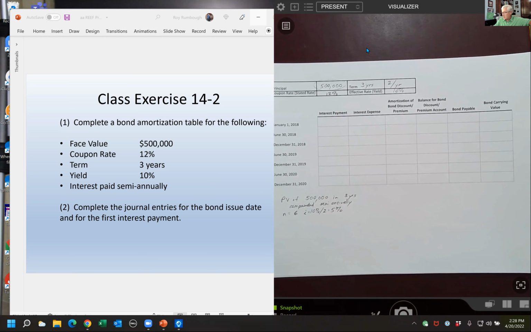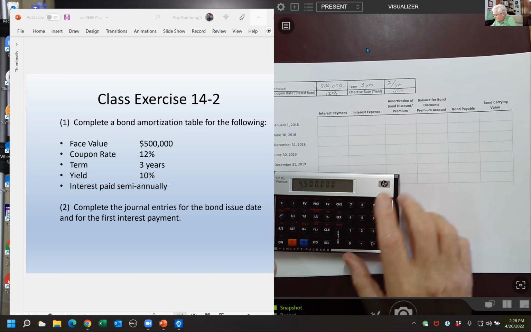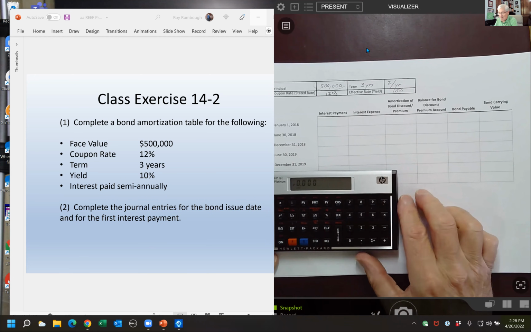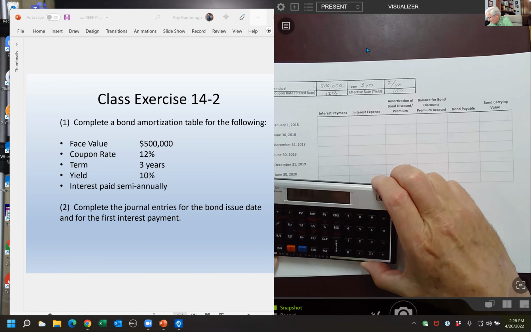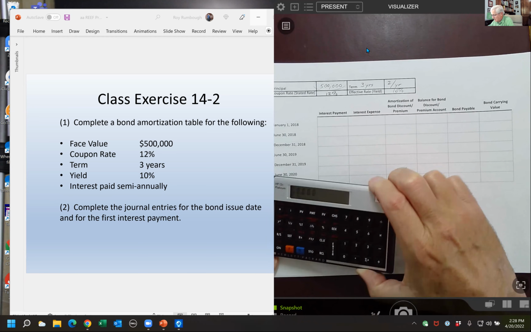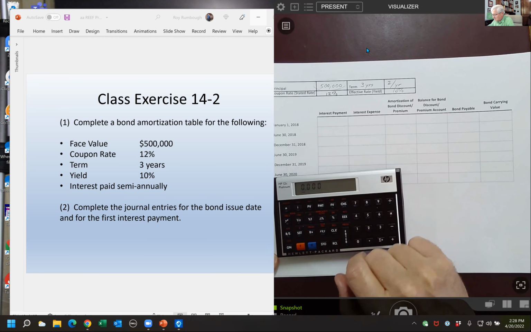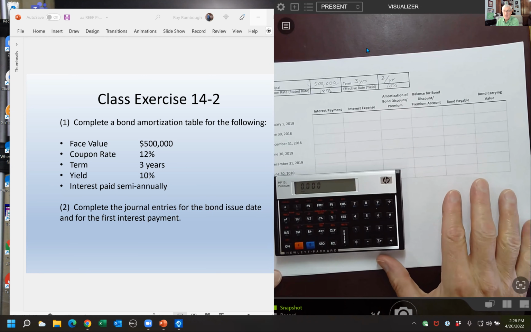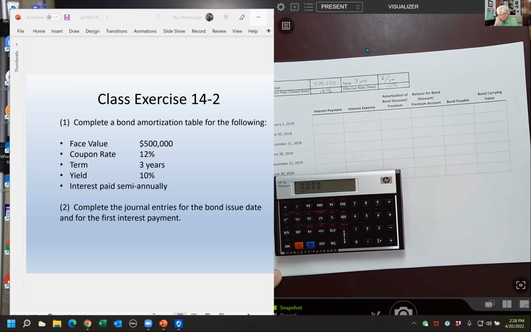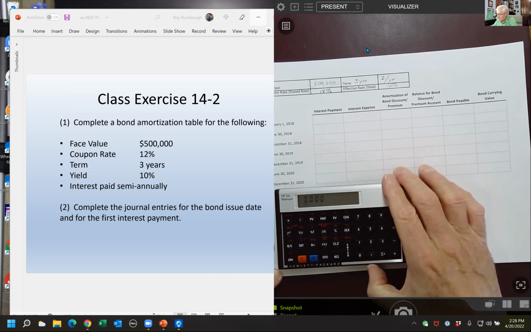Now you're welcome to use the tables. I'm going to avoid that today. As you know, I'm a big fan of my calculator. I just got to make sure I have it in the right mode, end mode, because these payments are made at the end of the period. So I've got to make sure I got that right. And so this is pretty easy.